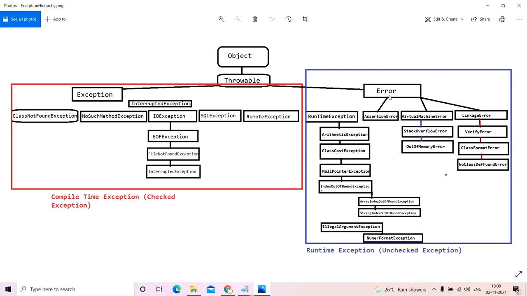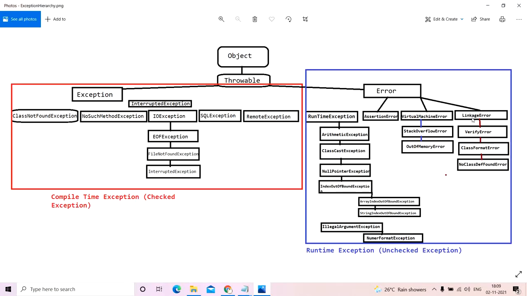Before we come to error, let's understand what an error is. Error is something which is caused by the unavailability of system resources. I'll tell you what it means. There are various kinds of errors: an assertion error, a virtual machine error, and a linkage error. These are the errors which we'll learn. There are many more, but these are the three most important classes of errors.